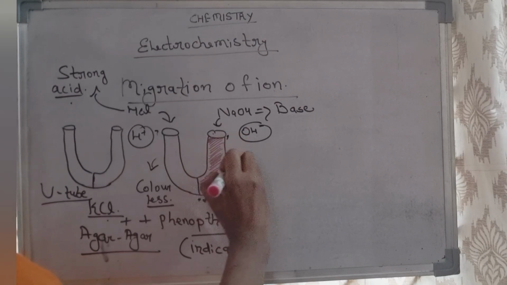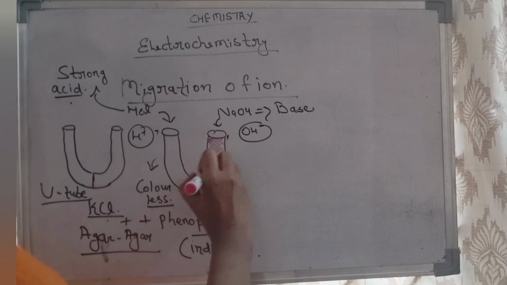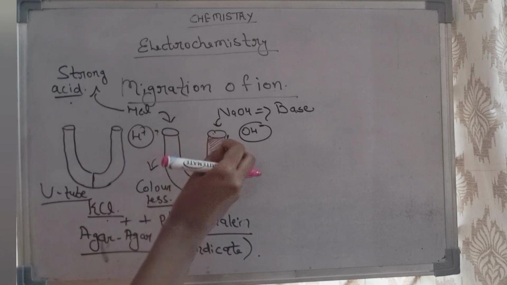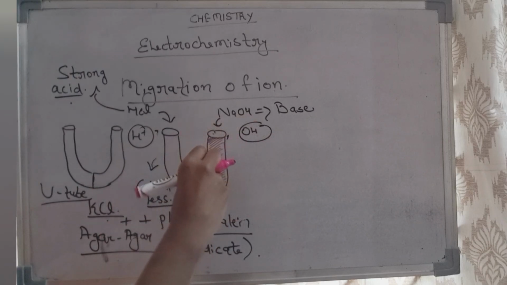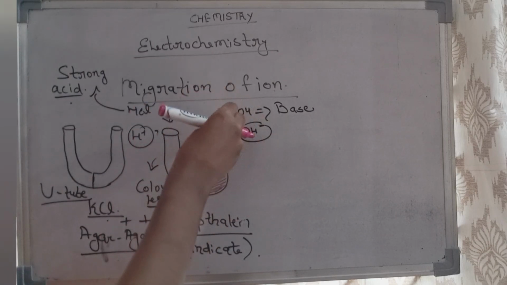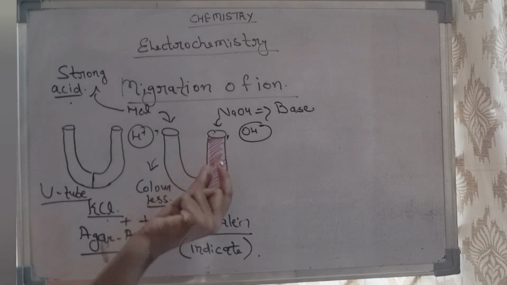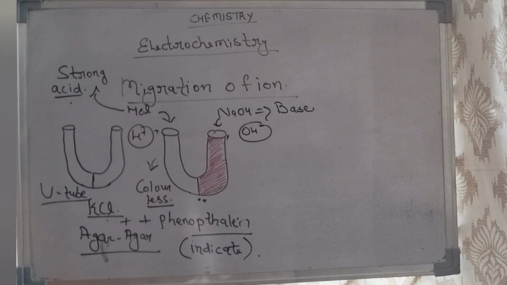Why? Because phenolphthalein indicates whether a base is there or not. We have phenolphthalein all over the tube, and when you pour the NaOH, the hydroxide ion comes in contact with the phenolphthalein, and in any basic medium it will give you the pink color. So in this pink color you get the result that the base has been poured in the phenolphthalein.